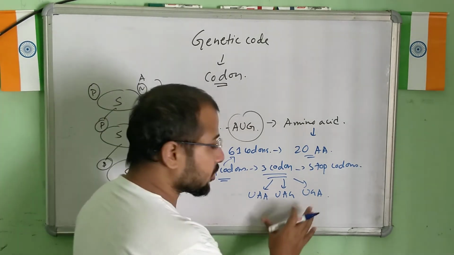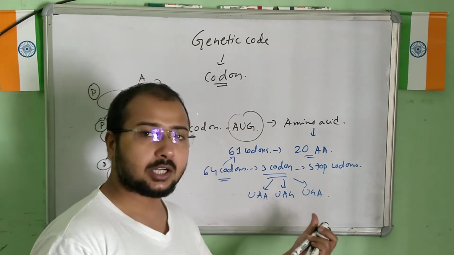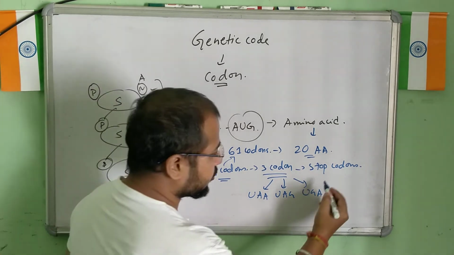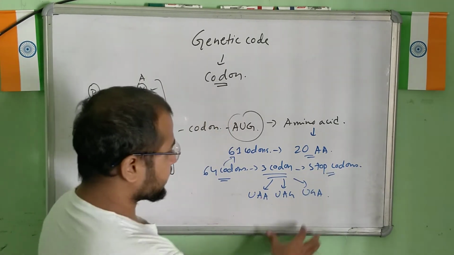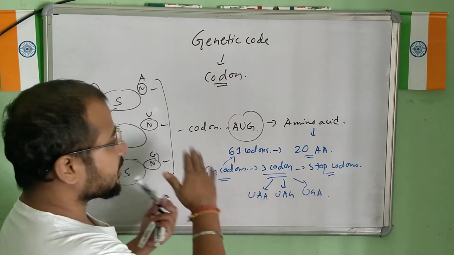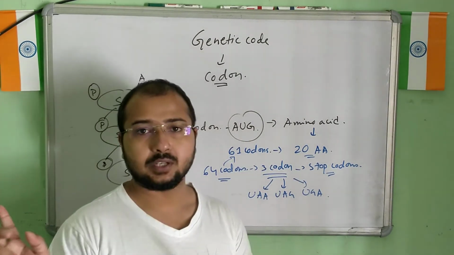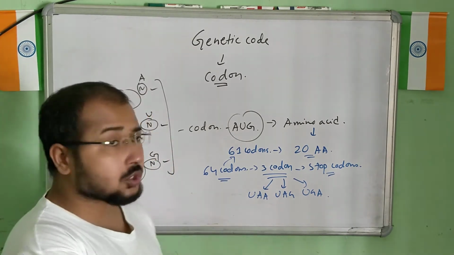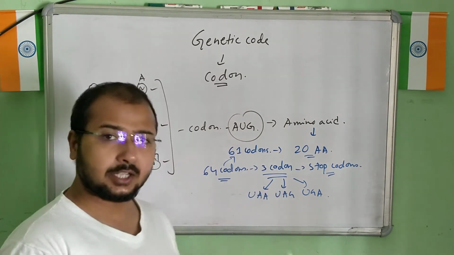Okay, so these codons are present in the mRNA, and once any one of these codons comes while forming the protein, the process will stop. The protein synthesis process will stop. That's why they are known as the stop codons. Rest all 61 codons code for all these different 20 amino acids. Now let us look into the features of the genetic code.